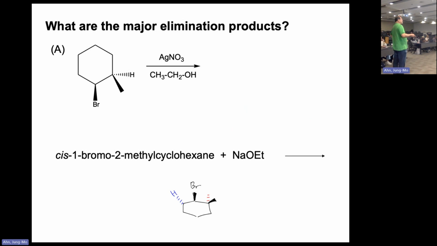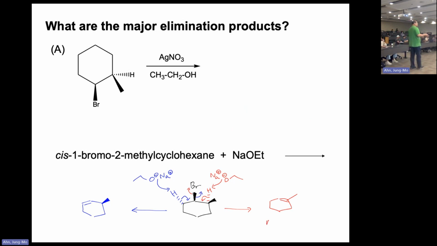And then if the base comes and picks up this one, you get the double bond on the less substituted side. If the hydrogen on the more substituted side goes, then you get the more substituted double bond. We already talked about that's a major product, right? It's basically what we did. You've seen it before. That same molecule, I just turned it upside down. The same molecule. We got the cis, same molecule there.